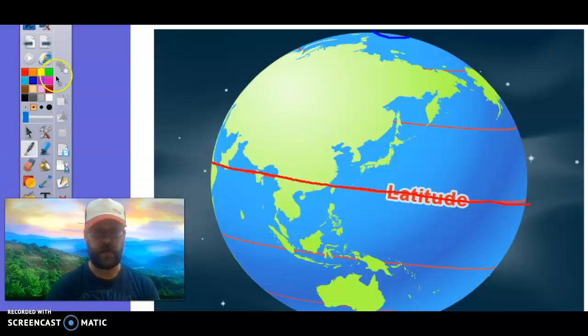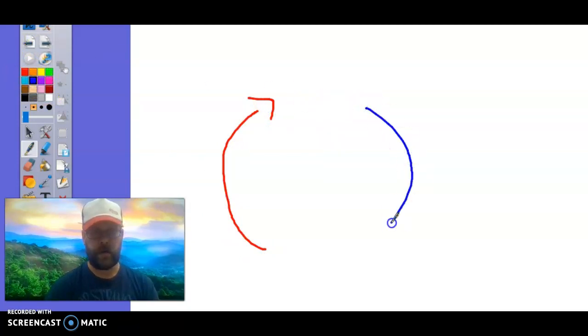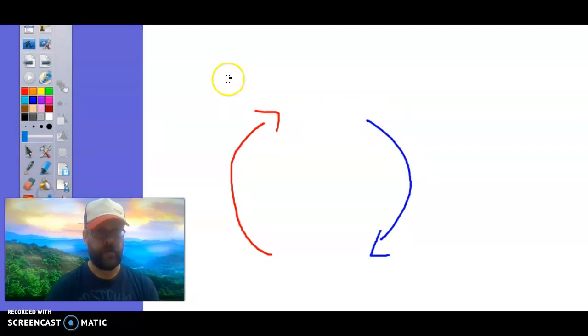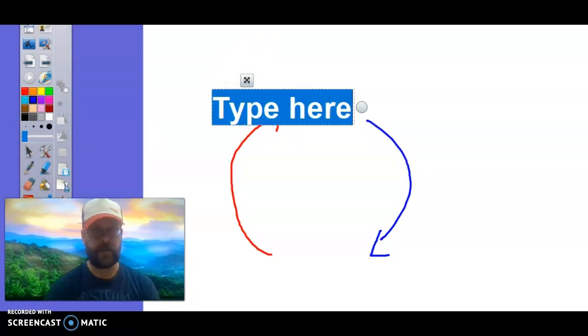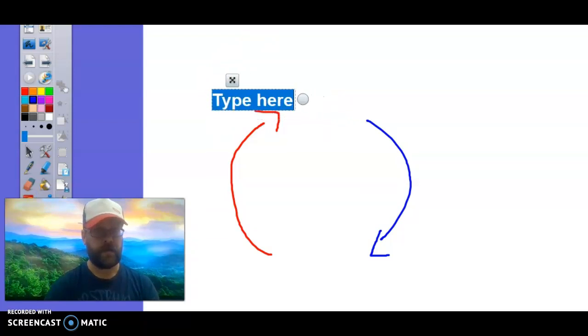If we need to, we can draw that really quickly. So we can have hot air rising over here, cold air sinking, and we can label those as, that's giant text. Oh my. Here we go. And we'll come over here.